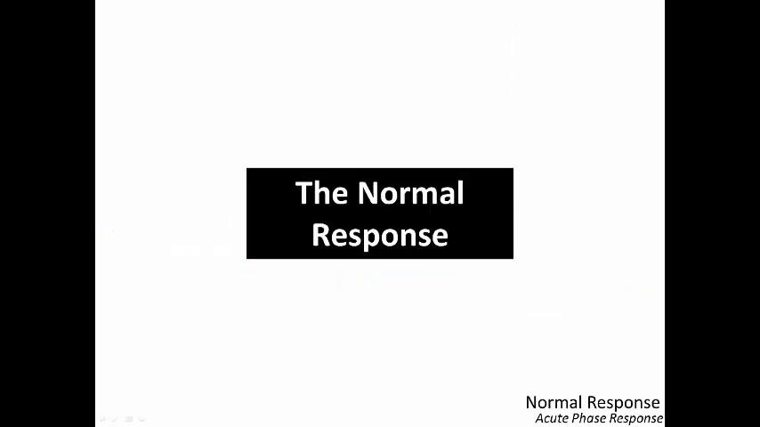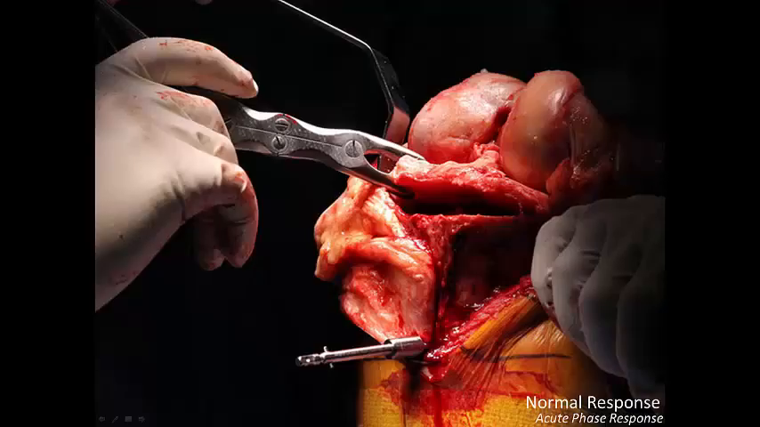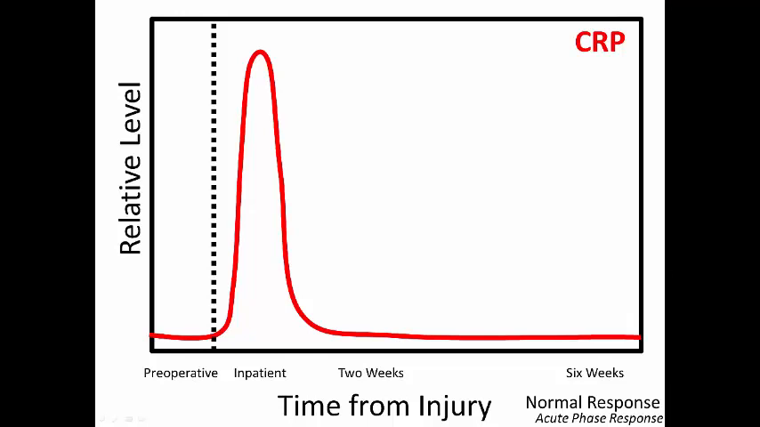In order to prevent and intercede in these life-threatening coagulopathies, we must first know the normal acute phase response. To identify the normal response, we looked at the acute phase response following total knee arthroplasty. Here is CRP following a TKA, indicated by the dotted line. CRP has a quick on and off. We found that it peaks around postoperative day 2, and it is resolved by the 2-week visit.